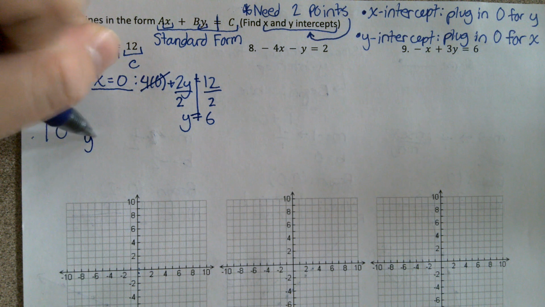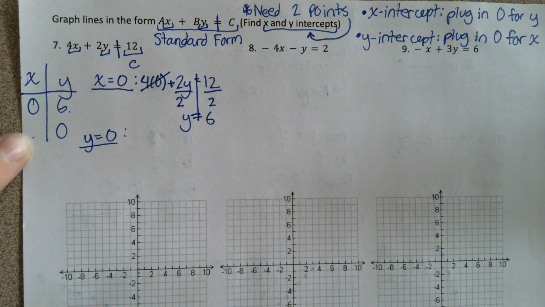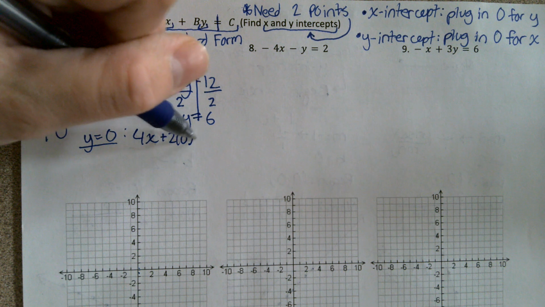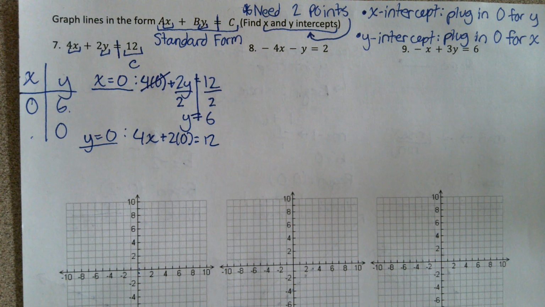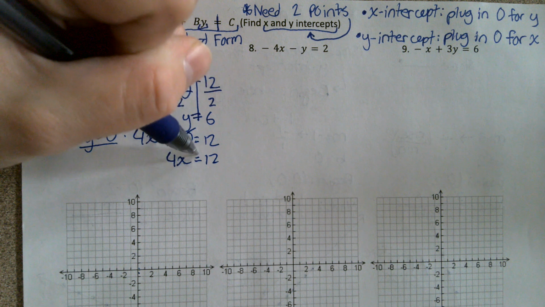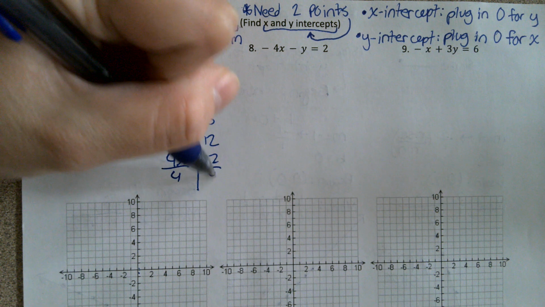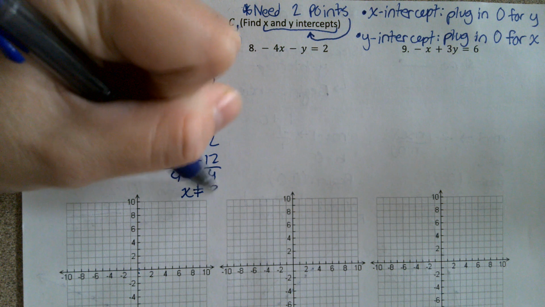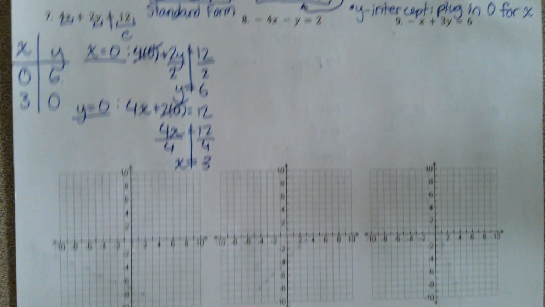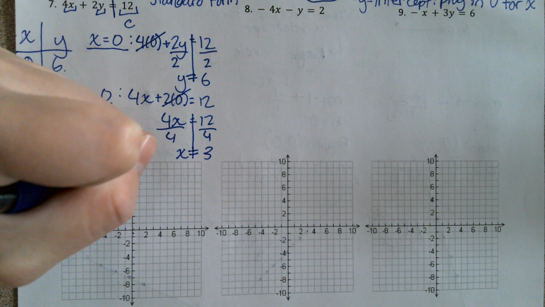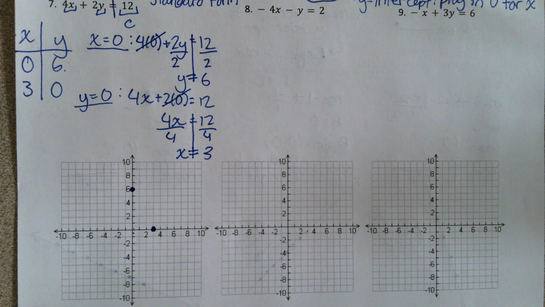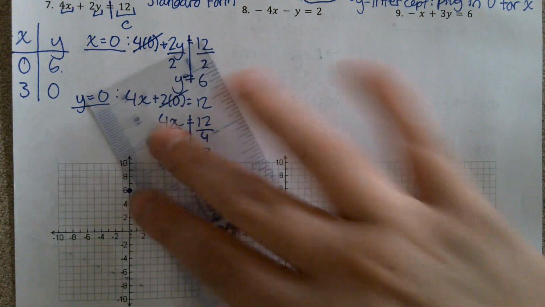And then let's set y equal to 0 to get our x. This time we have 4x plus 2 times 0 equals 12. 2 times 0 is 0, so we have 4x equals 12. Divide by 4, x equals 3. These are my two intercepts: (0, 6) and (3, 0). Like I said, you only need 2 points here, so it's these 2 points.